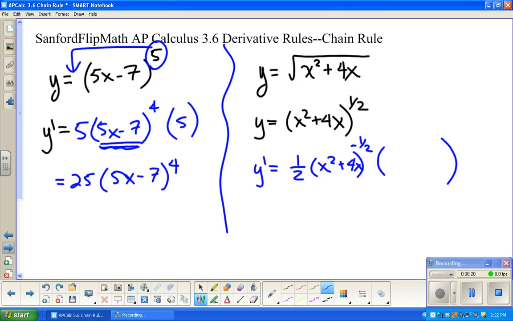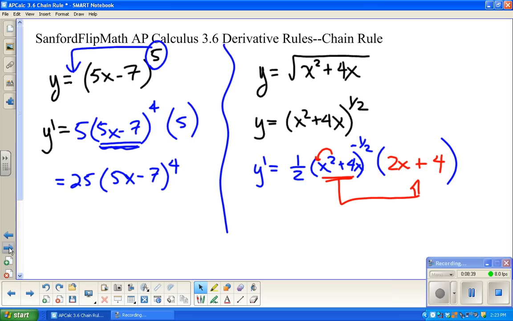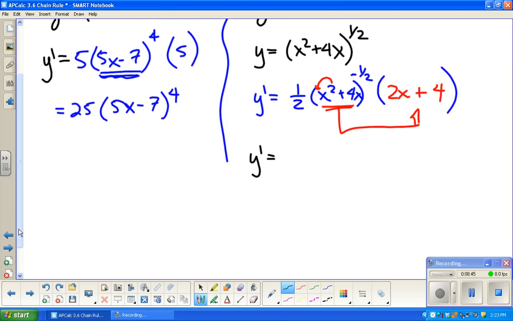Why is that set of parentheses there? Because I need to do the derivative of the inside. Now the inside's a little more ugly this time. It's less fun. So I've got to multiply by 2x to the 1 plus the derivative of 4x, which is 4. And that's pretty much done. In terms of AP, if this was a free response question, you could be done.